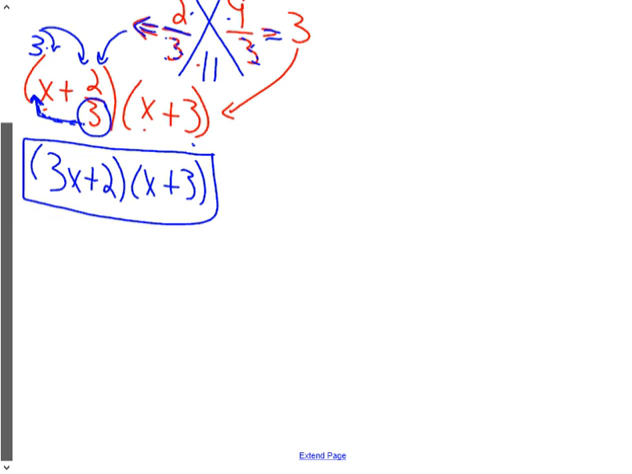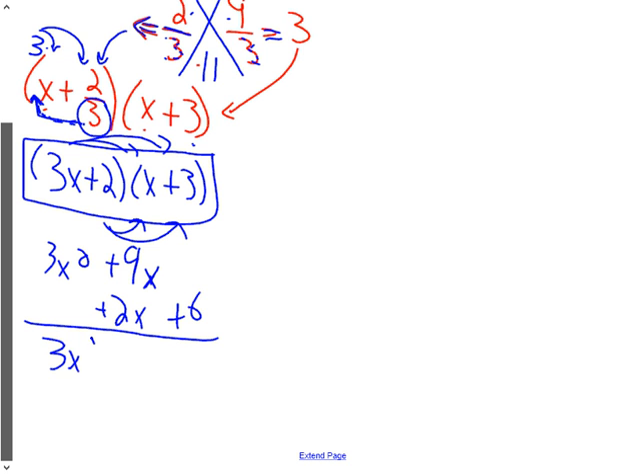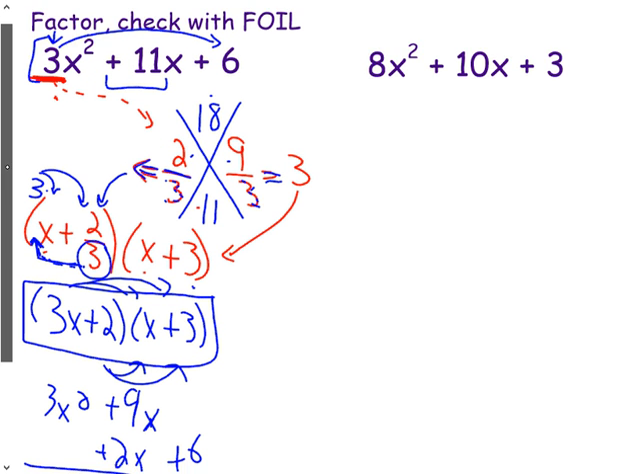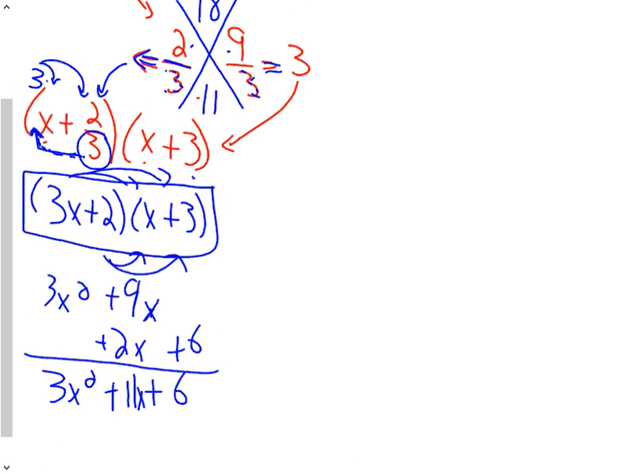So again, double checking. 3x times x is 3x squared. 3x times 3 is plus 9x. 2 times x is 2x. Sorry, sloppy handwriting here. And 2 times 3 is 6. And so when I simplify, 3x squared plus 11x plus 6 should match my original, what we started with up here. And it's a match. So this was our answer.